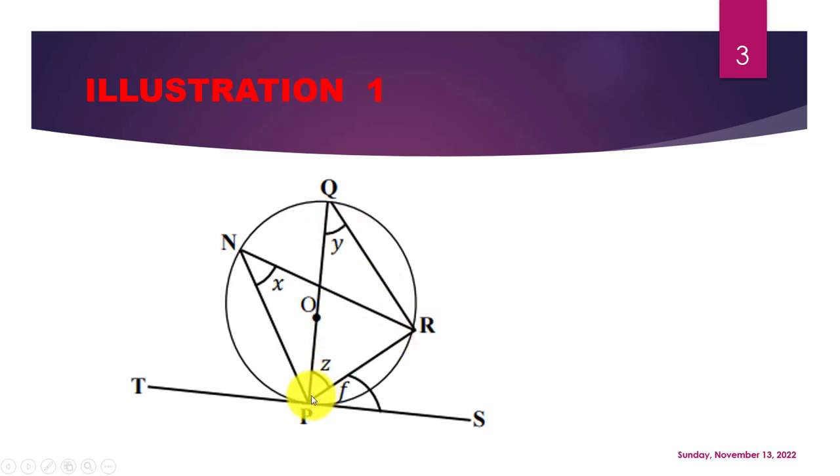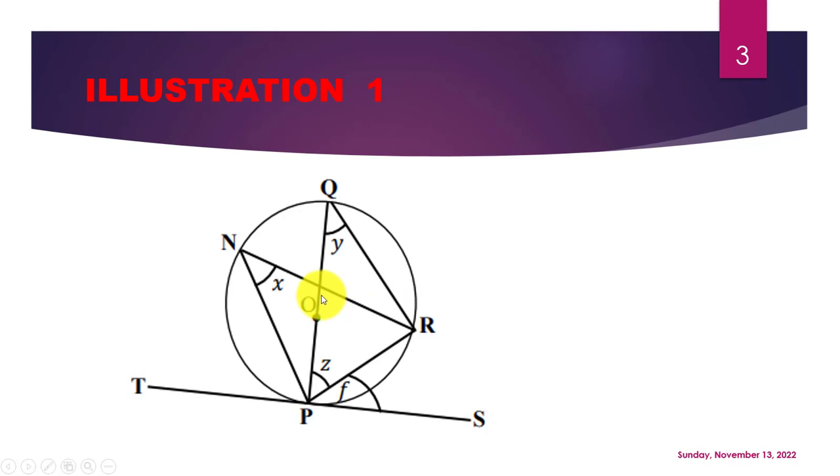Since the line PQ is a diameter, we have learned in the previous theorems that a diameter subtends an angle at the circumference of the circle, and that angle is 90 degrees. Any angle subtended by a diameter of the circle at any point of the circumference is a 90 degrees angle or a right angle.